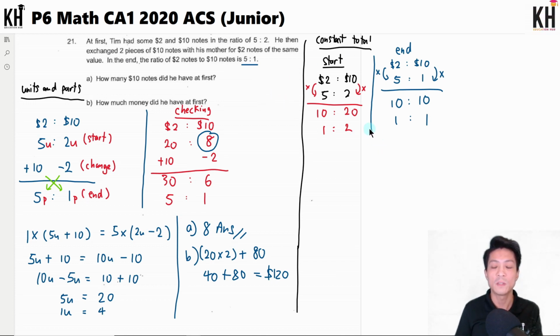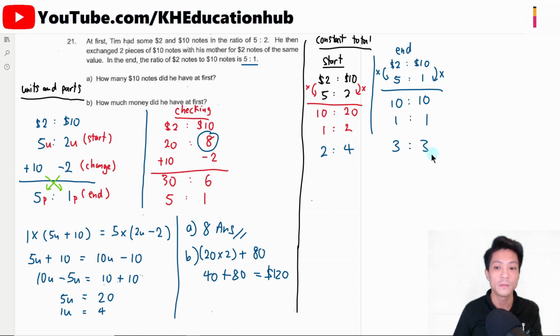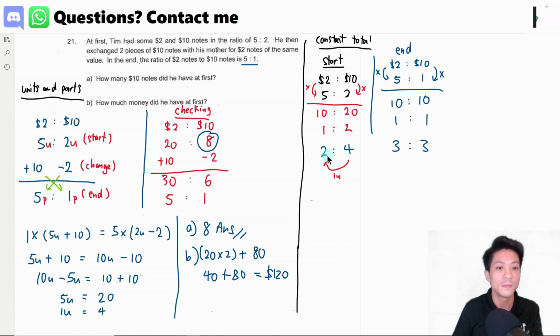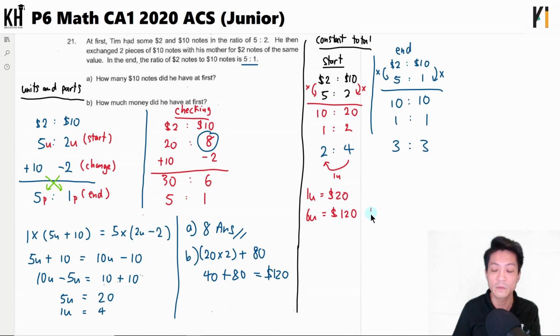Since the total amount of money should be the same, this is 3 units and this is 2 units. I'm gonna multiply by 2 to this to give me a 2:4, and I'm gonna multiply by 3 to this to give me a 3:3. In this case, we notice that there is a movement of 1 unit over here, which means that the $20 is equal to this 1 unit, and 6 units is equal to $120. $20 times 6. This is basically the answer for part B.